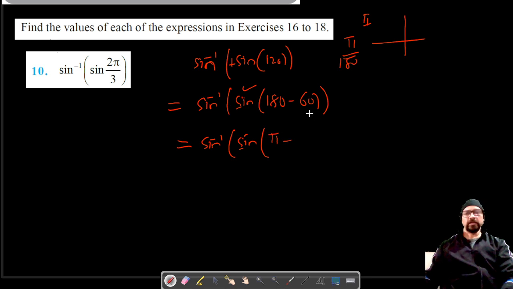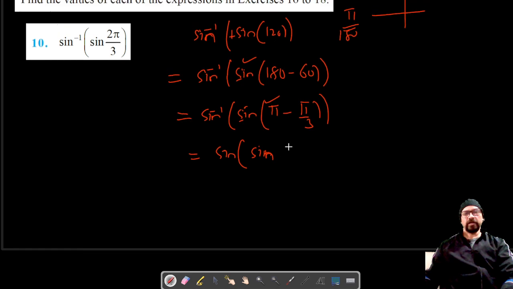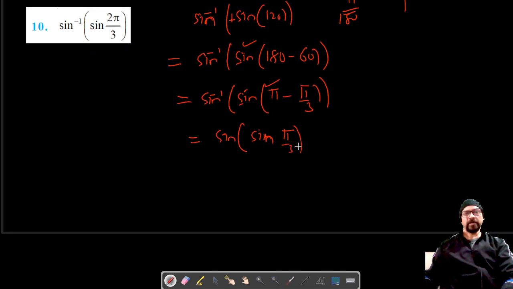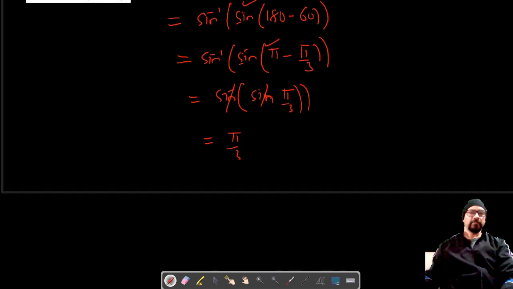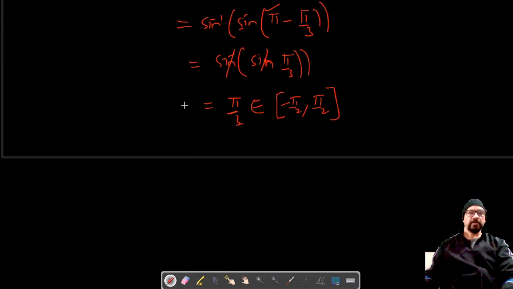180 means pi, and 60 is pi by 3. So this is sine inverse of sine of pi minus pi by 3. Pi means no change, sine means sine, and in the second quadrant I can write it as sine pi by 3. So now the sine inverse and sine get cancelled, and this is pi by 3, which belongs to the range minus pi by 2 to pi by 2. So our answer is y is equal to pi by 3.